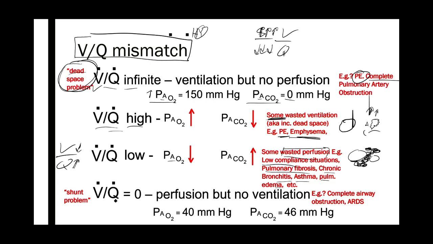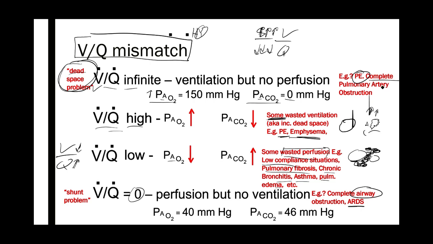Now, if we get to a situation where the VQ ratio is so low, it's approaching or it is zero, you have perfusion but no ventilation. So you have completely wasted perfusion. The good blood flow was wasted. So this is going to be mostly an aspiration or a complete airway obstruction, but it can also happen in severe acute respiratory distress syndrome.